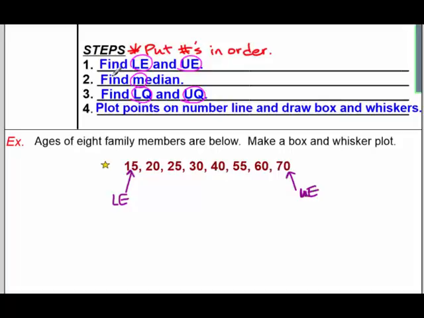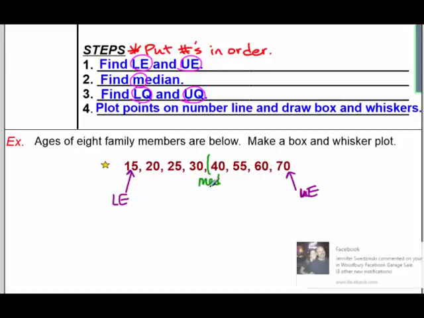Okay? Second step, find the median. Well, we have 1, 2, 3, 4, 5, 6, 7, 8 numbers in this data set, which means I'm going to have a median that is between 2 of the middle numbers. So, 4 numbers, my middle is going to be right here. In this case, my median is the middle of 30 and 40, so I can add the 2 together and divide by 2. 30 plus 40 is 70, and 70 divided by 2 is 35. But in this case, super easy, because between 30 and 40 is 35. Okay?